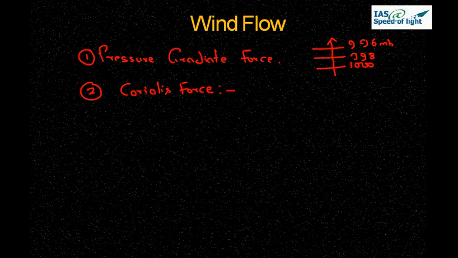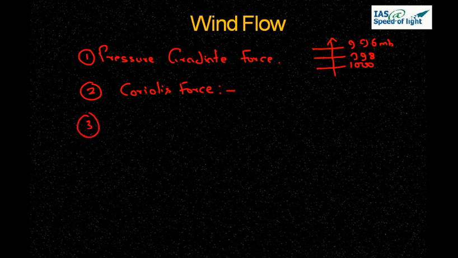So Coriolis force is the force which makes wind divert to its right side in the northern hemisphere and left side in the southern hemisphere. So Coriolis force becomes a very important force. It is greater at the north and the south pole, and it is absent at the equator.